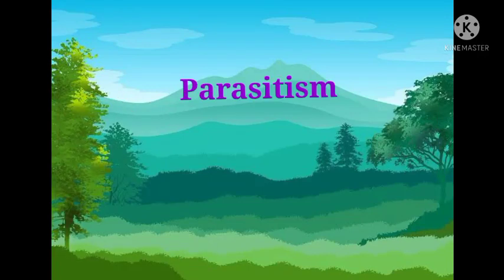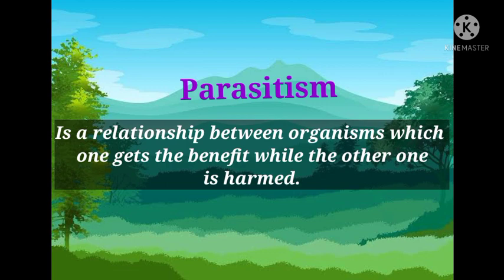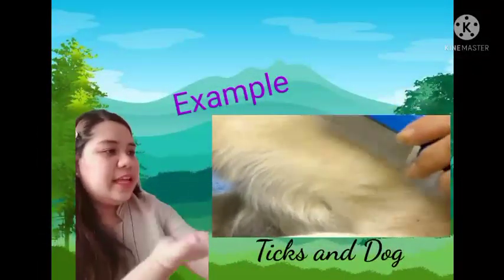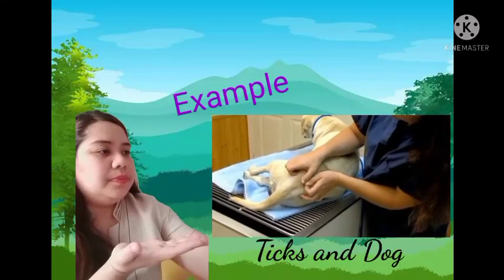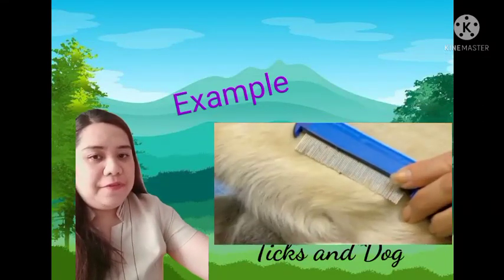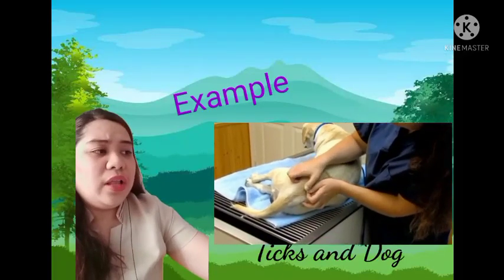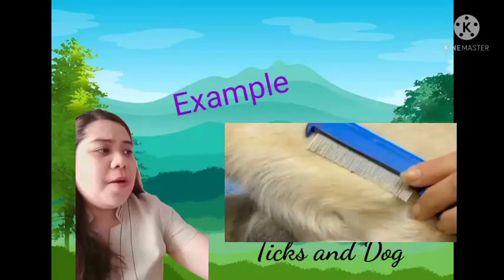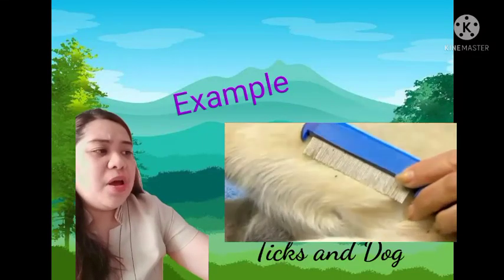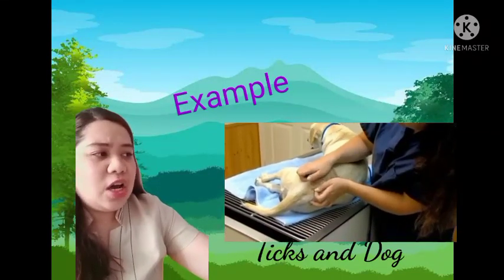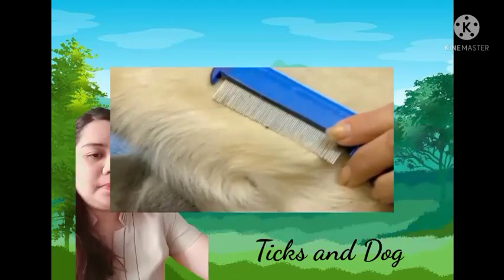Next, parasitism. It is a relationship between organisms in which one gets the benefit while the other one is harmed. An example of parasitism: the ticks on the body of a dog. The ticks benefit by getting nutrients from the body of the dog, while the dog does not benefit. Instead, it is harmed, and the dog gets sick or later on will die.